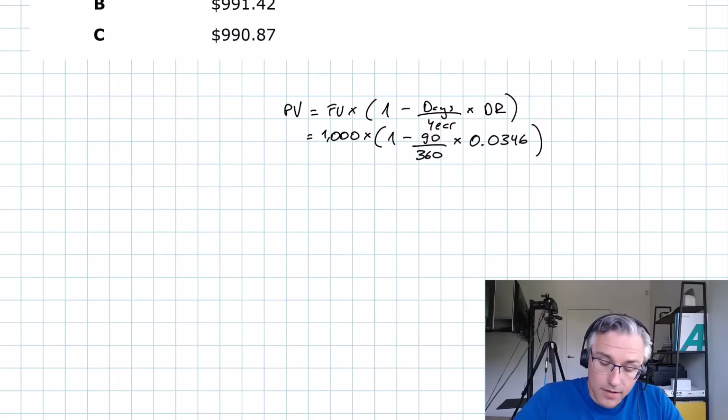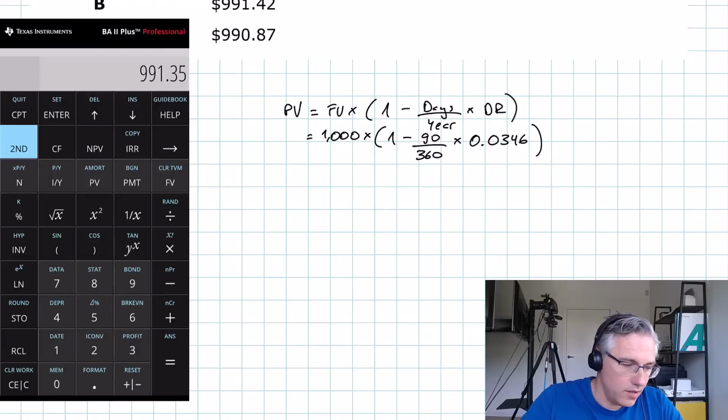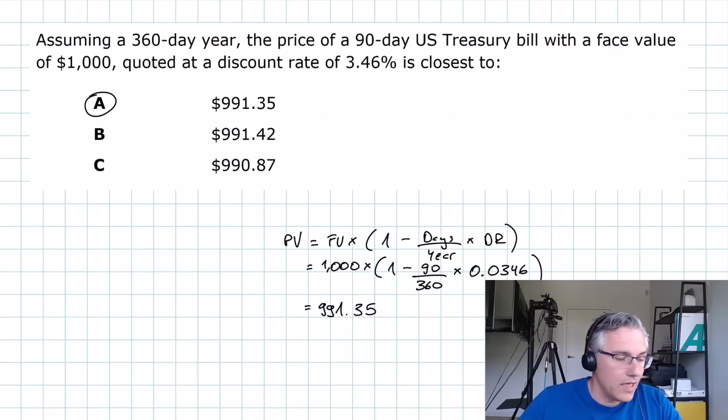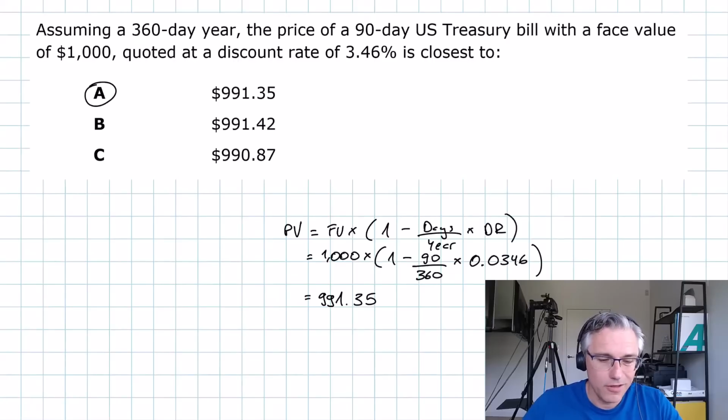Here we go. So I'm going to deal with what's in the bracket first. 1 minus 90 over 360. Now multiply that by 0.0346 gives this much. If I times by 1,000, I see an answer of $991.35. That's absolutely in line with answer A here, which is very good. It's a simple problem, to be honest, and an easy one to solve in the exam if you face such a question.